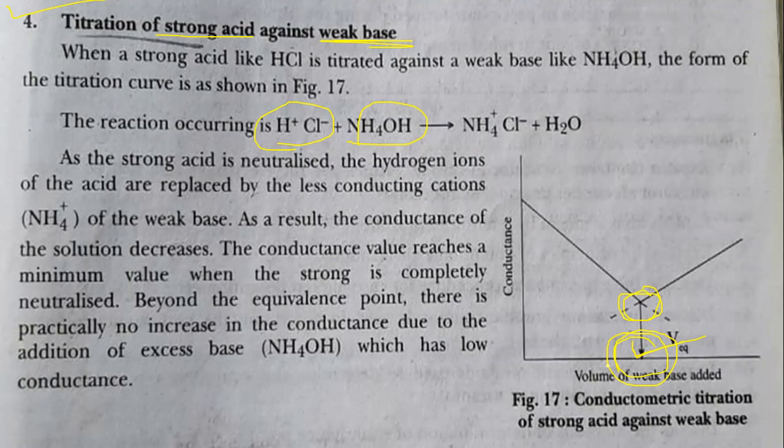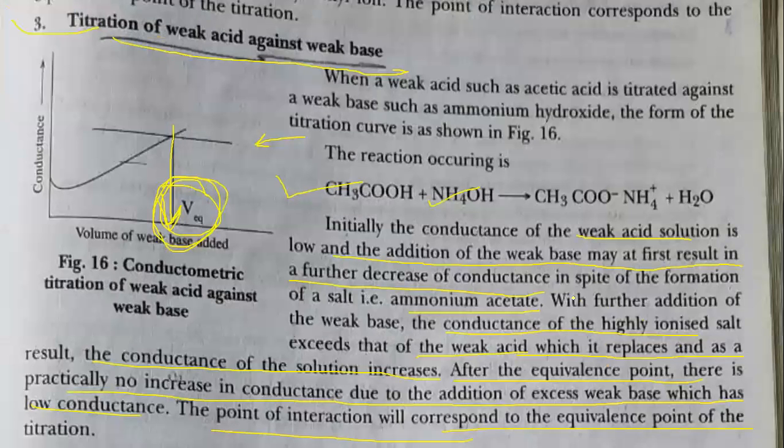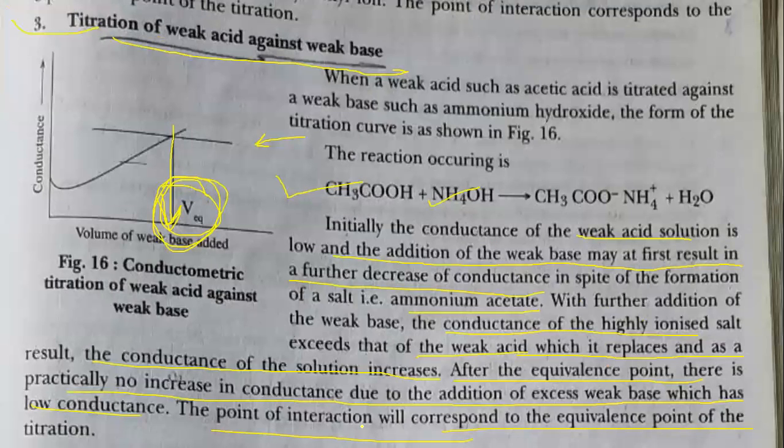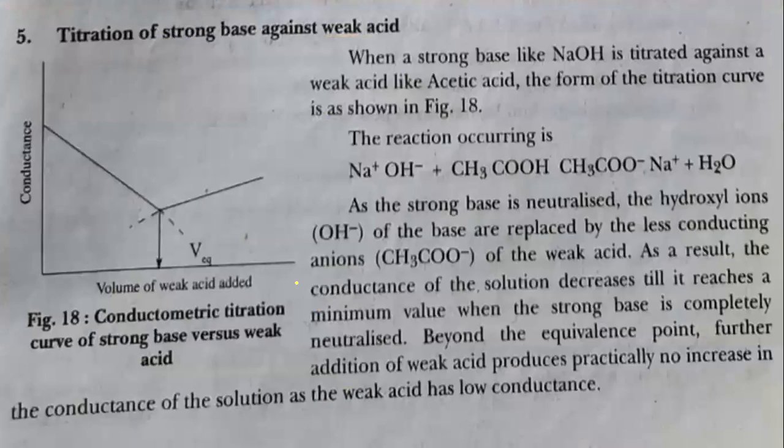But remember here, in the case of only weak acid, the graph appears quite different. It goes down and then comes up. Acetic acid is a weak acid, so the graph appears somewhat different. It is not a straight line.